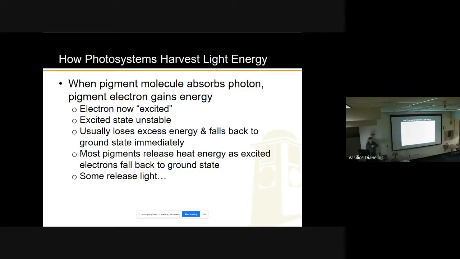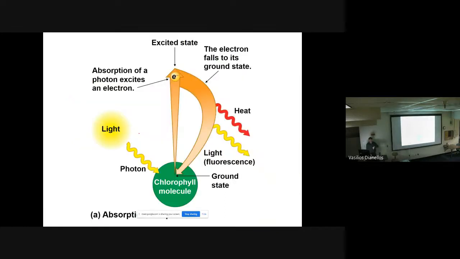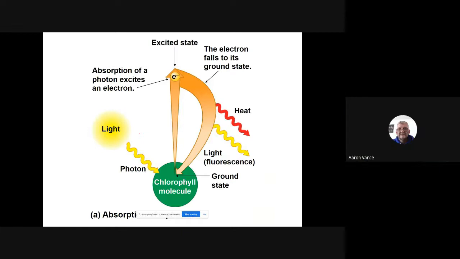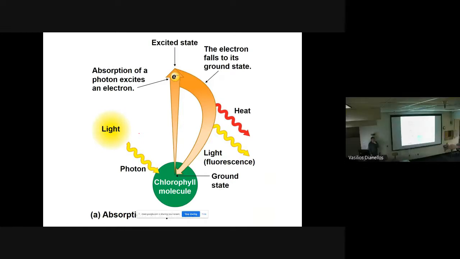Your book goes on to talk about how some of them release light, how a photon can hit and excite something, and we have something called fluorescence. But as far as photosynthesis is concerned, that is not very important.